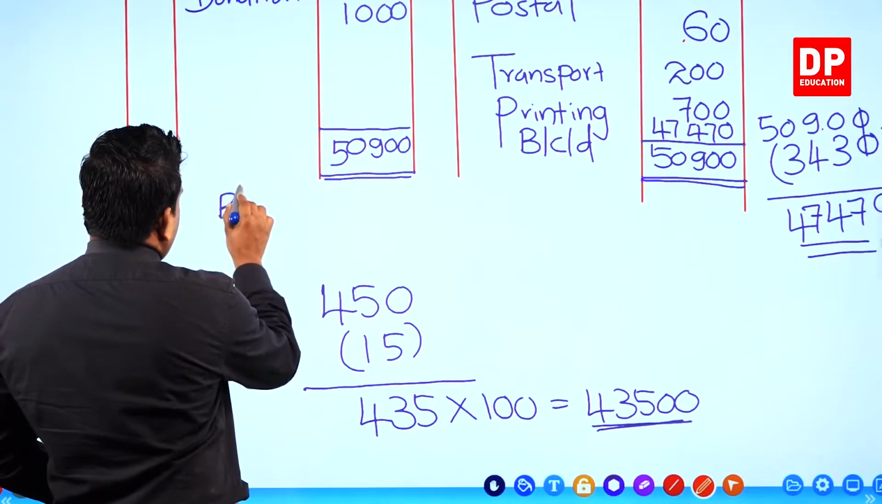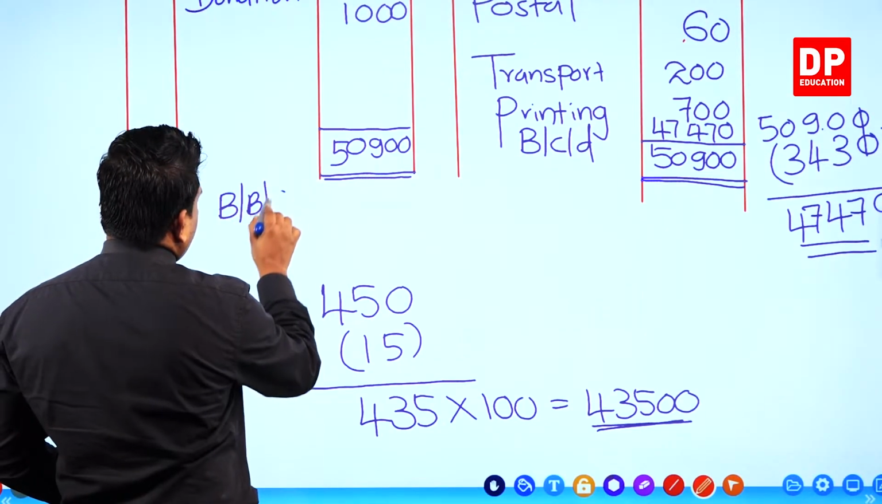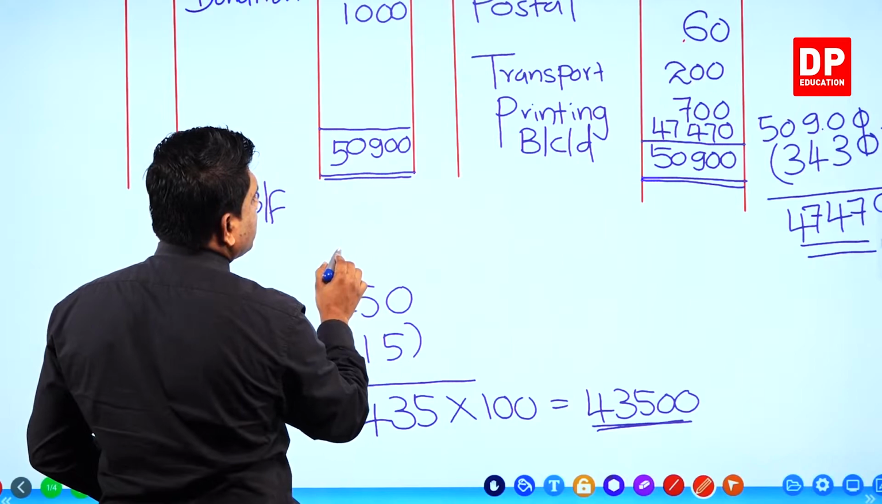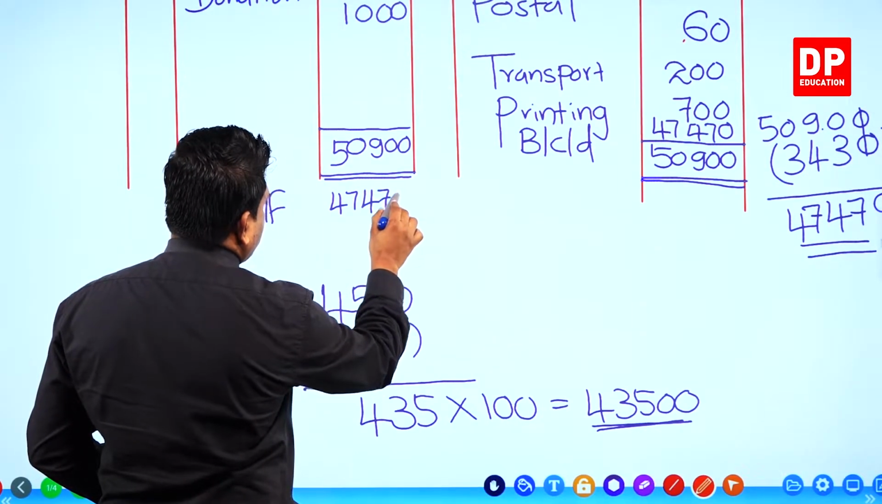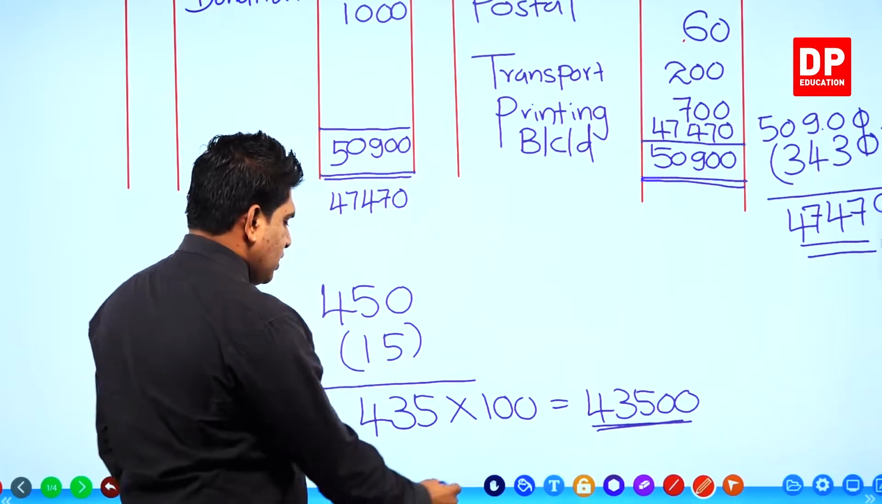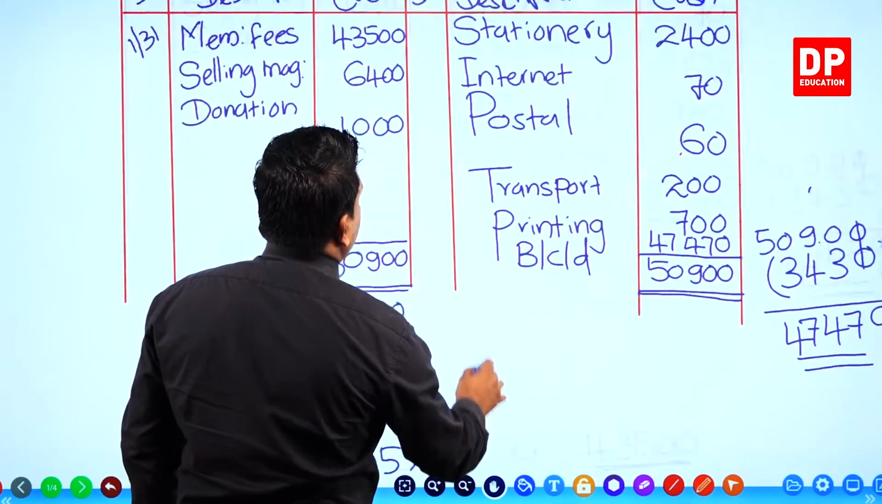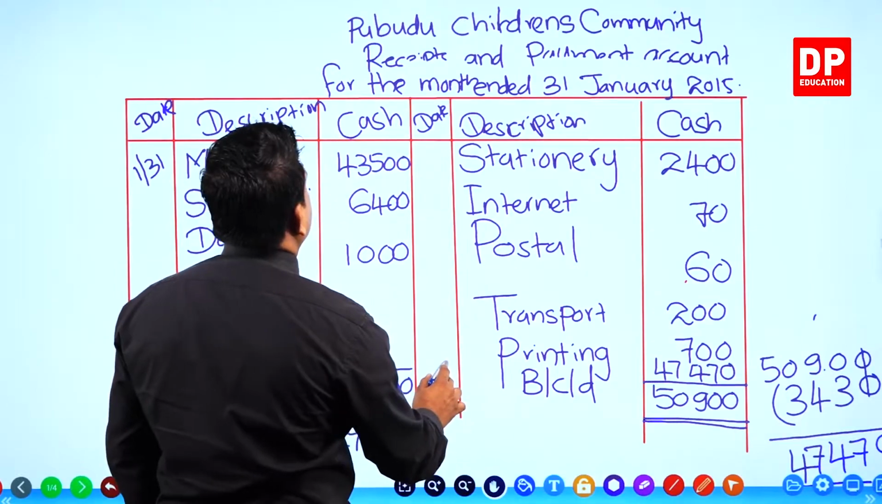Balance brought forward 47,470. Then finish. If you want to see again the full question, you can see here, right?